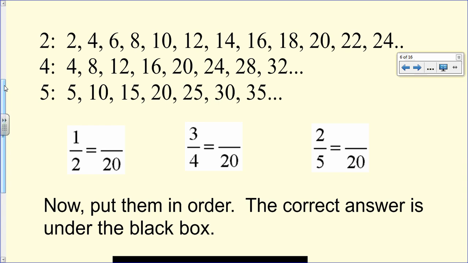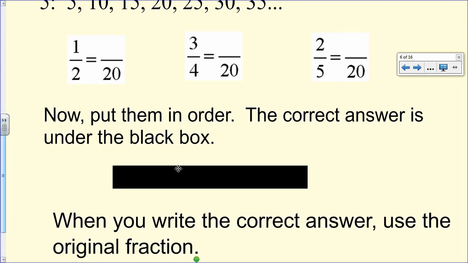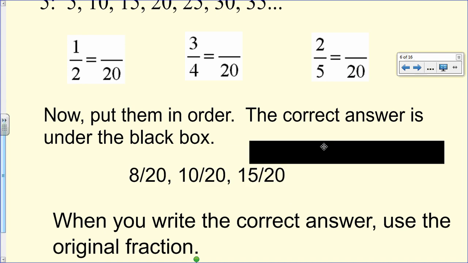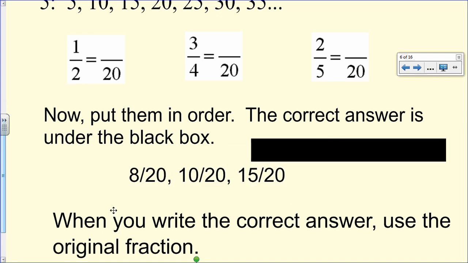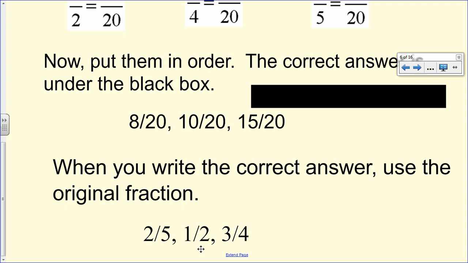Now, since they all have common denominators, you should be able to easily put them in order. 8/20, 10/20, and 15/20. When you write the correct answer, however, you want to use the original fractions. So instead of writing your answer in this form, you should write it in this form: 2/5, 1/2, and 3/4.